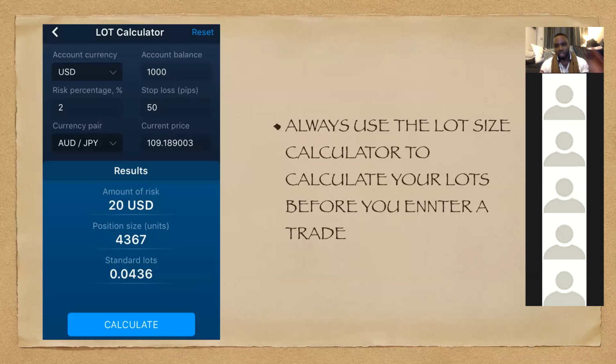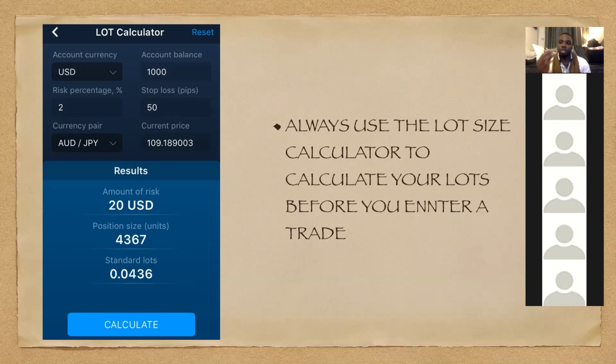Now, what's the risk percentage? Well, as I've told you guys, as professional traders, you only want to risk 2 to 3% of your account. Nothing more than that. Let's keep it super simple. Don't go around risking 10% or 20% because you want to make £1,000 today. Risk 2 to 3% of your account. So put in 2%, and then for the stop loss, you want to put in how many pips.